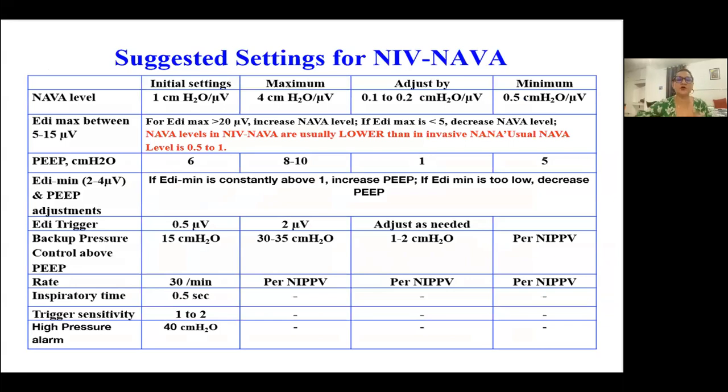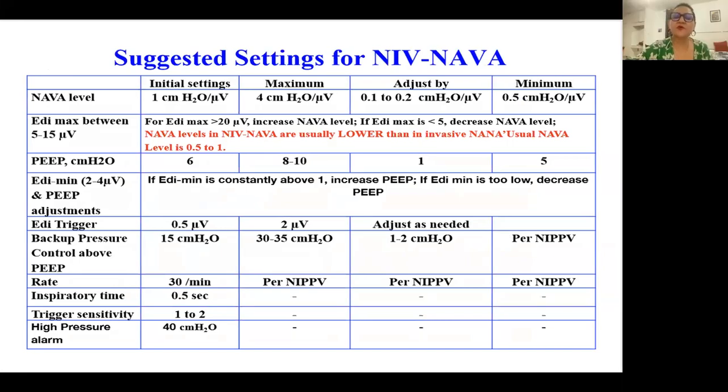So how do you set your NIV-NAVA? Usually you will set an initial setting of 1, and the maximum you can go to is 4, but don't jump to 4. You have to go slowly, 0.1 to 0.2 centimeter water per microvolt. That's how you are going to go. But when you're coming down, you should not go below 0.5.